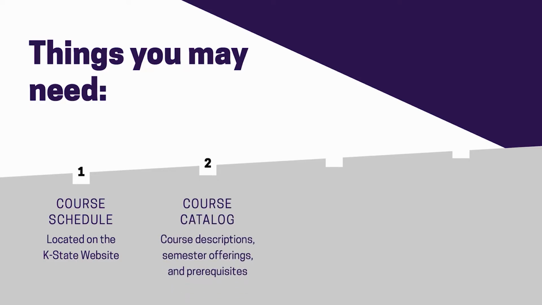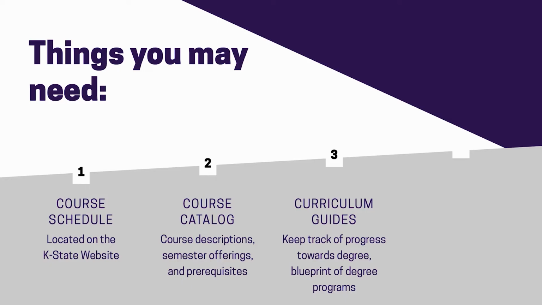The course catalog. In the catalog, you can find descriptions of courses, whether the class is offered in fall, spring, or summer, and what prerequisites are required to enroll in a particular course. Curriculum guides. Curriculum guides are guiding documents for every major at K-State. It is a blueprint of all the courses you would need to take to graduate with that degree. This can help you keep track of your progress towards graduation and construct a long-range plan.